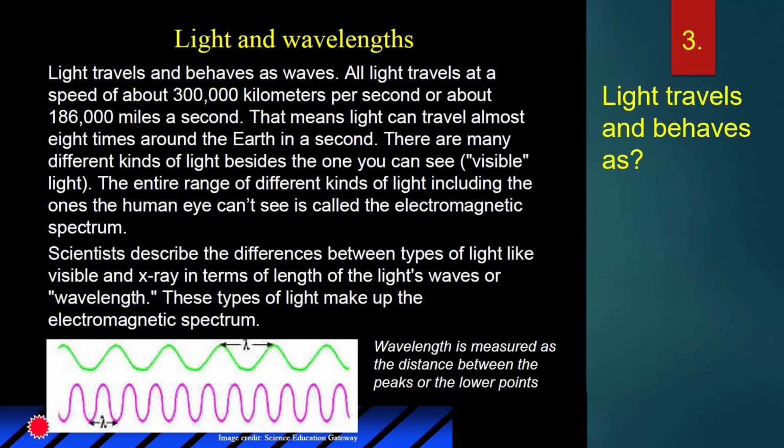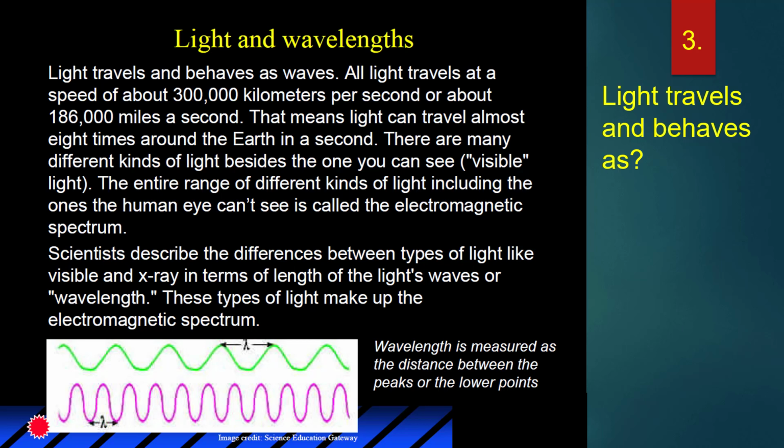The entire range of different kinds of light, including the ones the human eye can't see, is called the electromagnetic spectrum. Scientists describe the differences between types of light, like visible and X-ray, in terms of length of the light's waves or wavelength. These types of light make up the electromagnetic spectrum. Wavelength is measured as the distance between the peaks or the lower points.